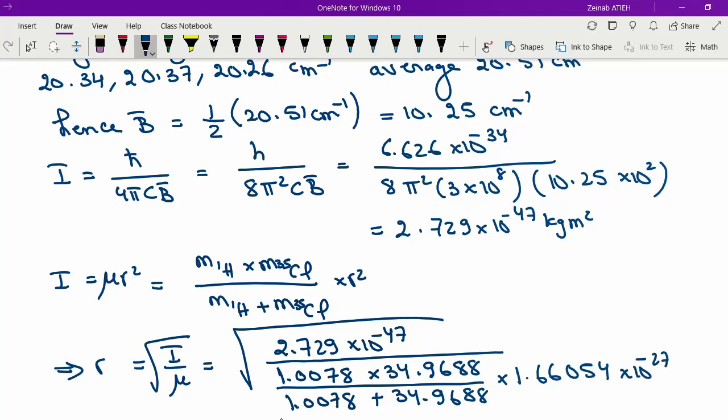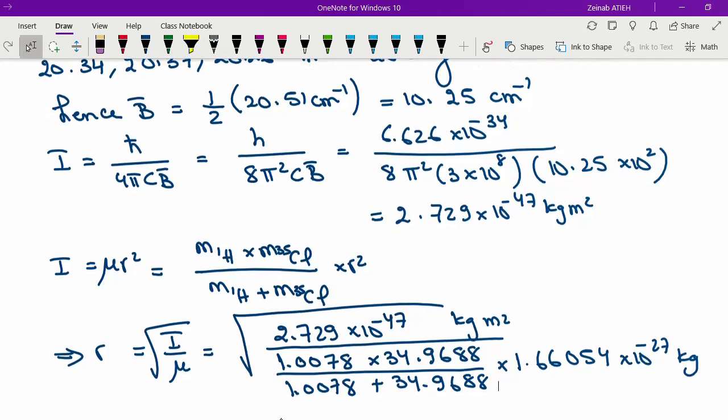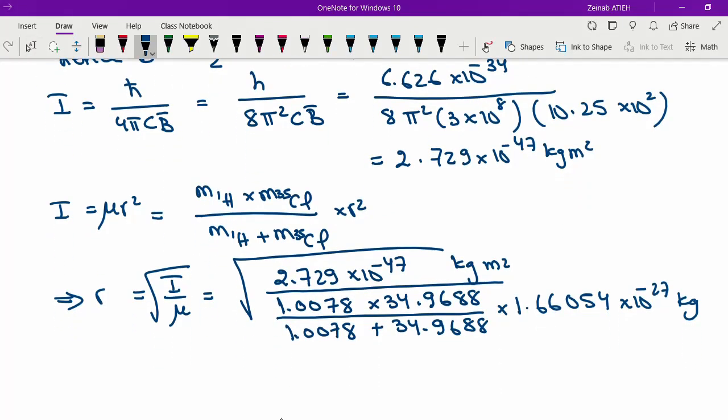In this way, my answer here is in kilogram, and up it is in kilogram meter square, and the radius will have a unit of meter. So the final answer will be 1.295 times 10 to the power minus 10 meter, which is equal to 129.5 picometer. And this is the answer.